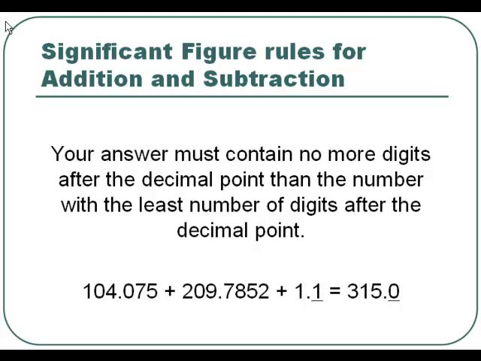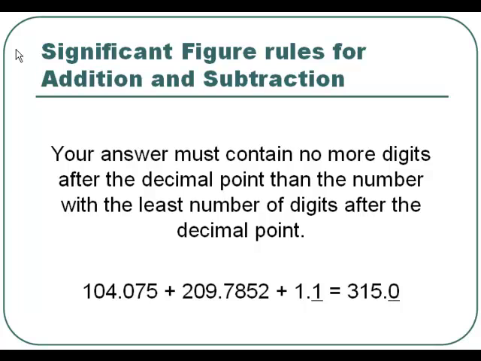Look at the number 104.075. That number is accurate to 6 significant figures. That includes the zeros in between, and they're not just there, they need to be there. They're placeholders. If you leave it out, it's a different number. So that 0 there is significant as well.